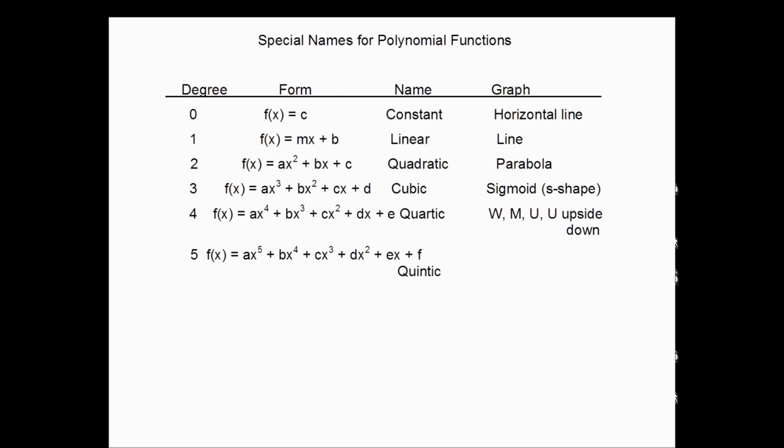And the last one with a name is degree 5. It's f of x equals ax to the 5th plus bx to the 4th plus cx cubed plus dx squared plus ex plus f. The name is quintic. The graph, there are really too many shapes to list them all. But those are the ones with special names. And again, you do need to know their special names. If you're good with your prefixes, you will get their names.